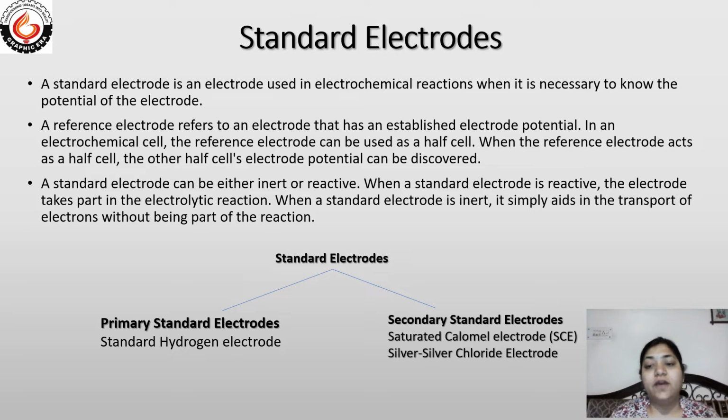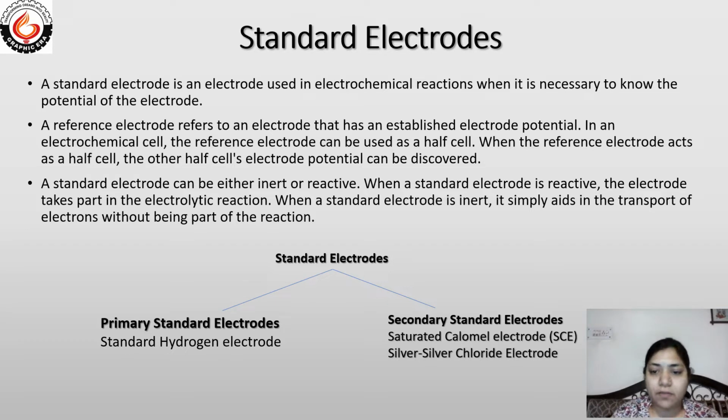So if we attach these two, we can easily calculate the electrode potential of the new electrode because we already know the electrode potential of the reference electrode. In this way we can use standard electrodes or reference electrodes to determine the electrode potential values of other elements. Standard electrodes can be broadly divided into two types: primary standard electrode and secondary standard electrode.